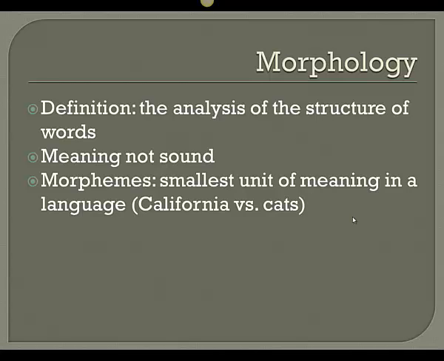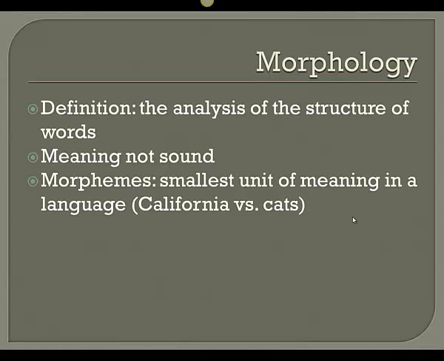So when we get to morphology, we'll be all done with thinking about phonetics and phonology, done with thinking about sound, and then you have to just kind of throw away everything that you know about sound and just focus on meaning. So let's take a look at the two example words that I have, California and cats.